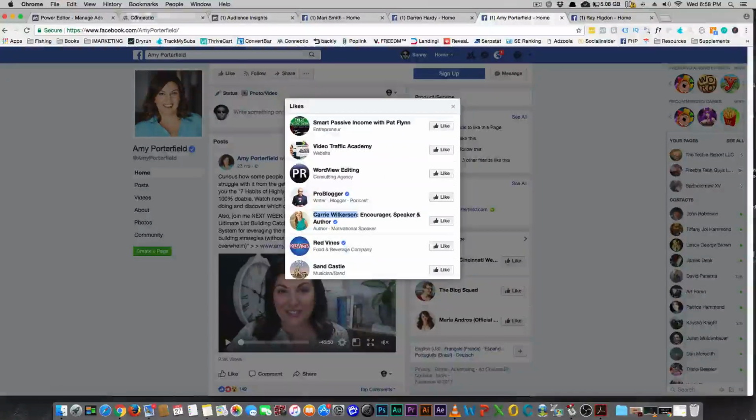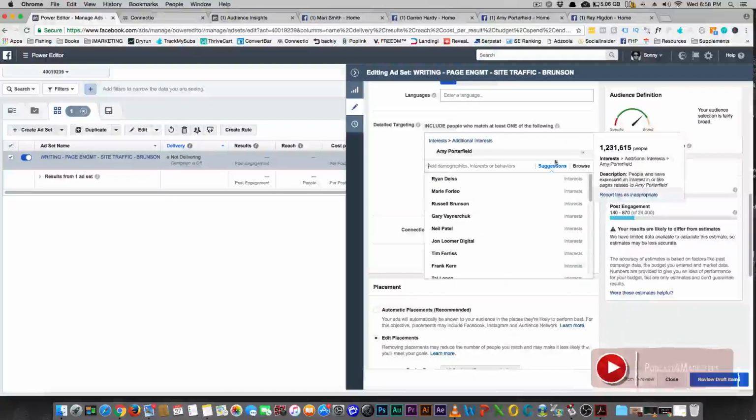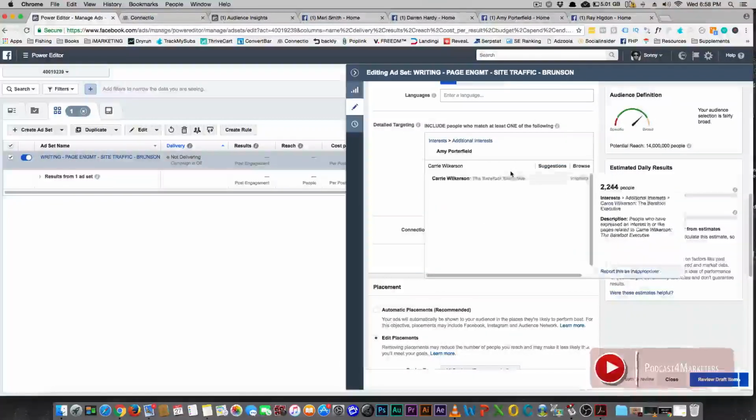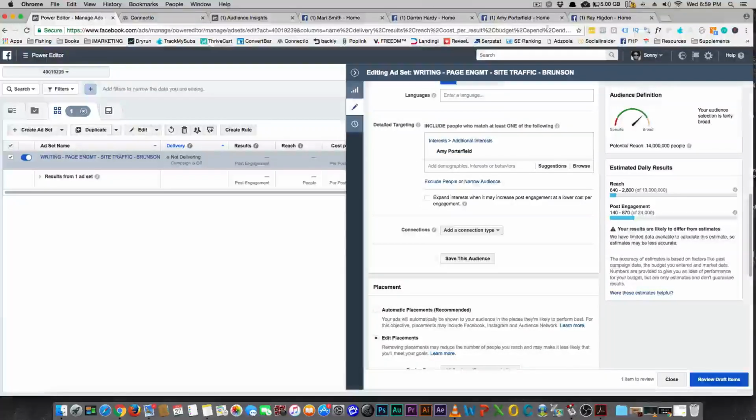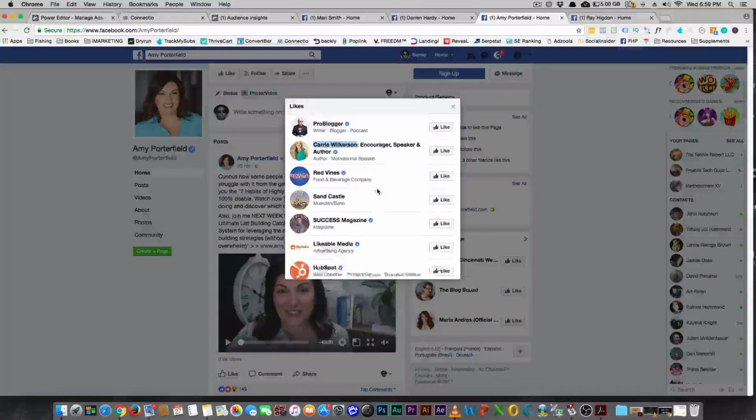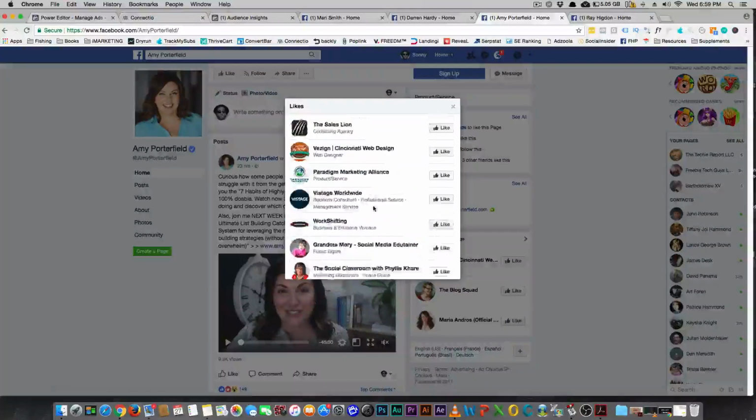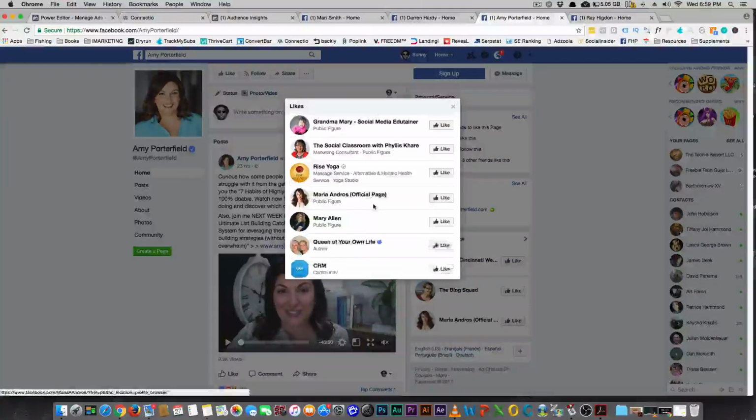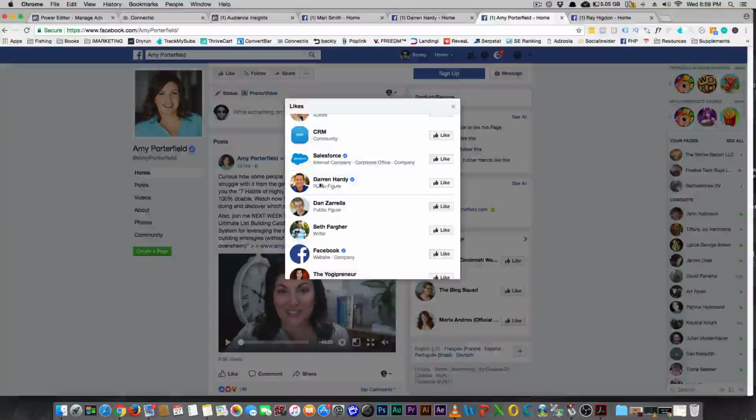So the first thing I would do is come over here and see if you can target her. Before you do any research on somebody, always see if it's targeted. So she is targetable, but she only has 2,200 people. So that's a no. Okay, so then you go back and you start looking. So I went and looked through all of these pages to see who liked, and there's this Darren Hardy dude, right?